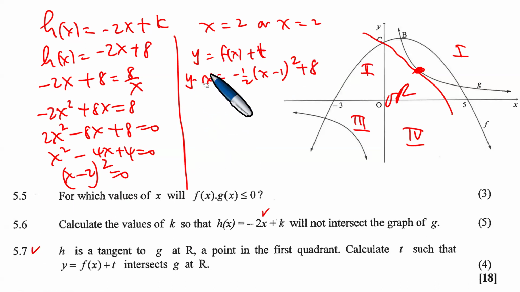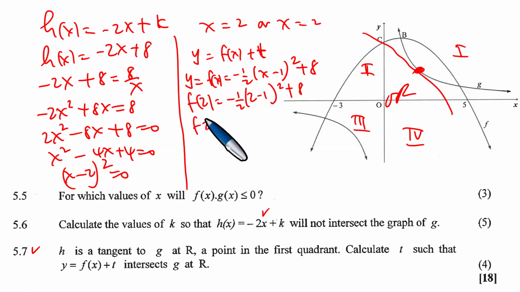Okay, so this is exactly equal to f of x. So in the end, we have f of 2, which is minus half times (2 minus 1) squared plus 8. Right, and it is easy to see that this is 15 over 2. It was done in the previous question. We saw that it is 15 over 2, or 7 1/2. Okay.